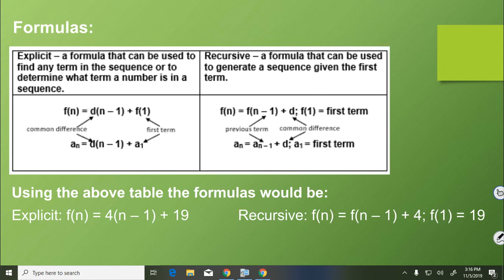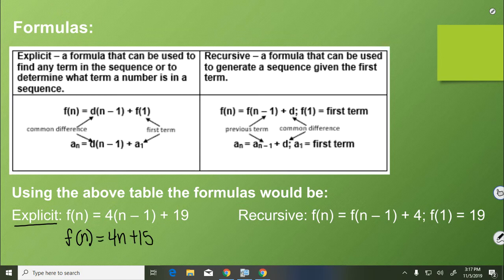Using the above table, the formulas would be, so in the example, remember it was an adding 4 pattern with the first term of 19. So the explicit equation would be f of n equals 4, which is the common difference, times n minus 1, plus 19, which is the first term. Now, if I were to go back from 19 and subtract 4, I would get 15, and that would be the 0 term. So this equation is actually equivalent to f of n equals 4n plus 15. It generates the exact same sequence.